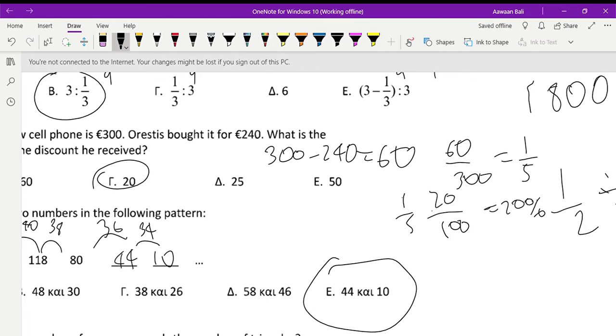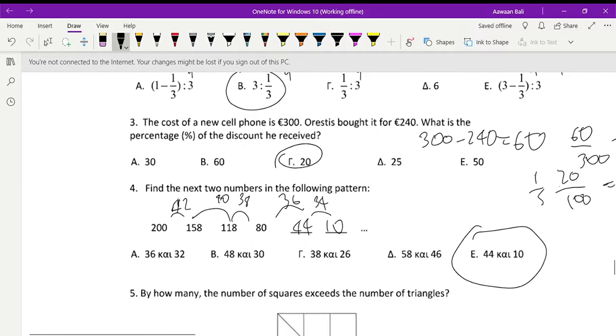Another way you can do this directly is just divide both sides by 3, and you'll get 20 upon 100 directly. And then you can get 20% after that. So therefore, the answer is gamma.